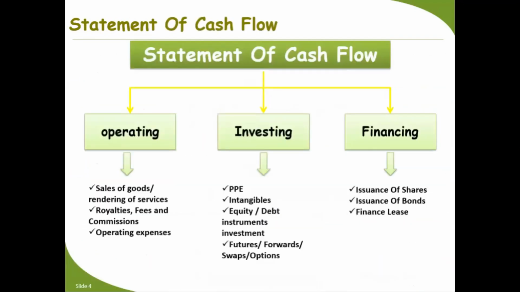Now, what are the key discussions under these different activities, statement of cash flow, how it works? First of all, we have operating activities. Under operating activities, we will deal with sales of goods or rendering of services and royalties, fees, and commissions and other operating expenses. We will deal about these areas under operating activities.